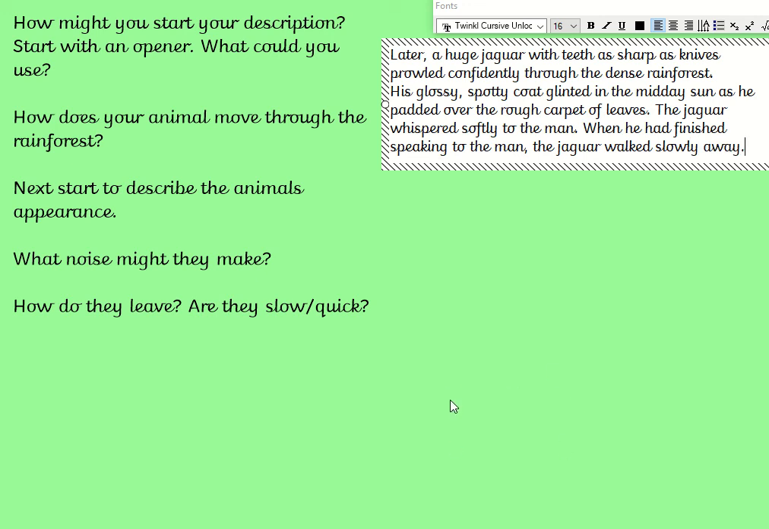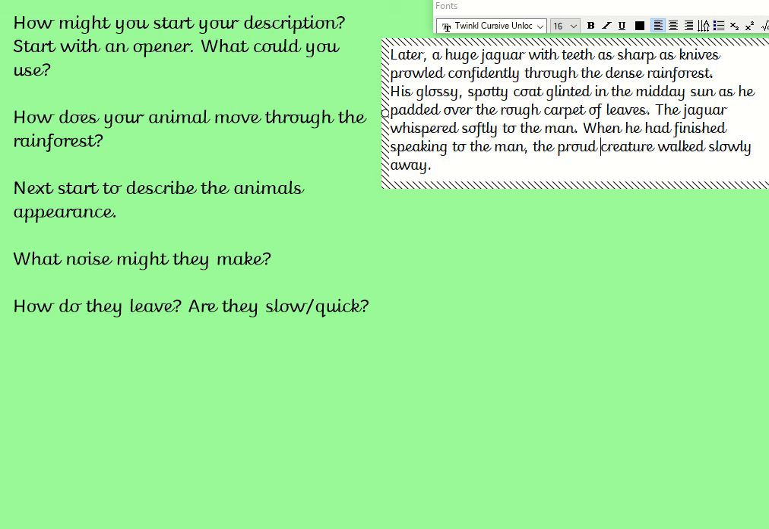I'm just looking as well. I've used jaguar quite a lot. A huge jaguar. The jaguar whispered softly to the man. When he had finished speaking to the man, the jaguar. So I think I'm going to change this and actually use a synonym for jaguar. I might put animal, or I'm actually going to use creature. And I'm also going to describe that creature and just remind people how proud he is.